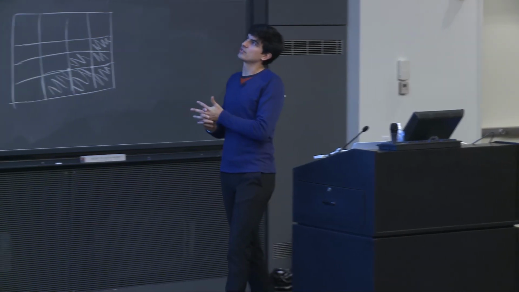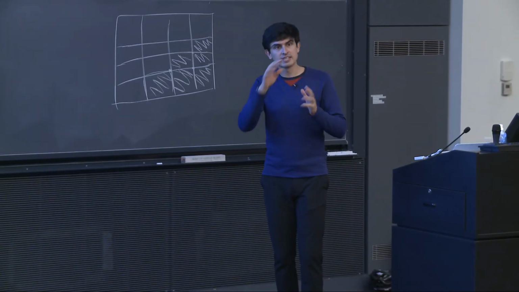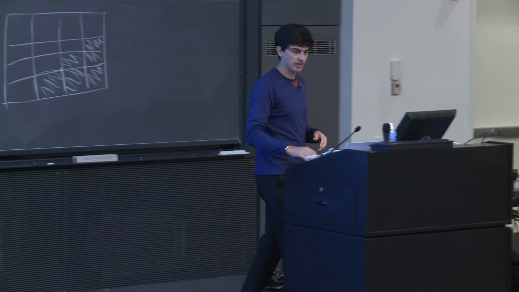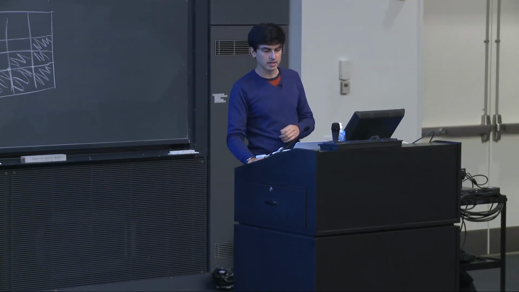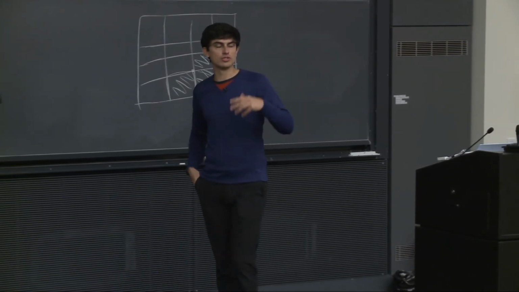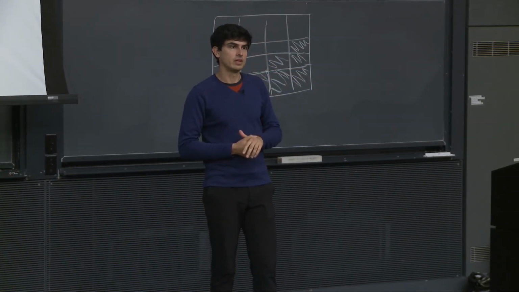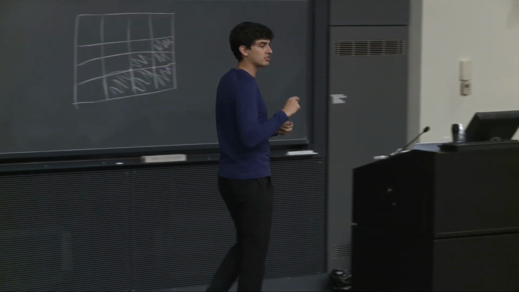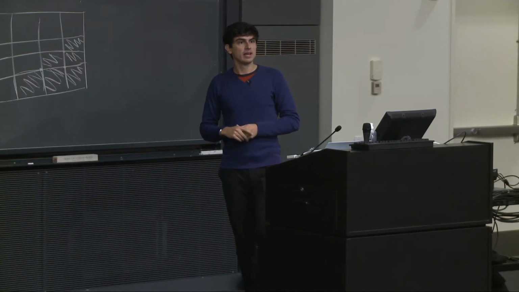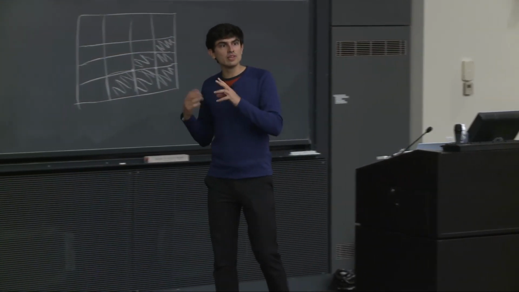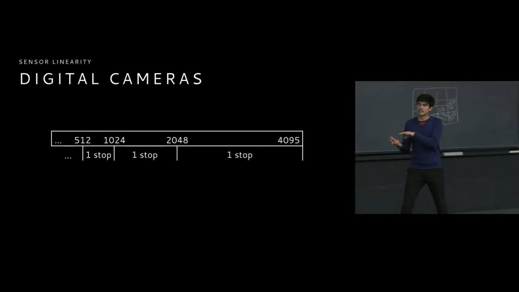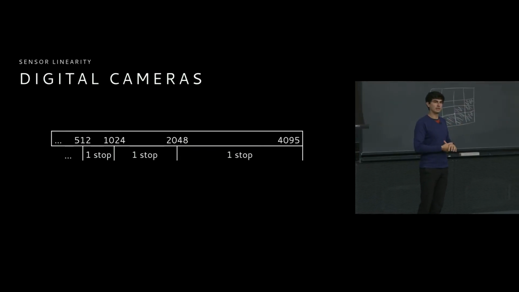Well, sensors, the analog to digital converters, are in fact linear. And so what this means is that one stop of information is devoted to twice as much additional information. So recall that a one stop change in the number of photons results in a doubling or halving in the amount of brightness. And that, in the fact that sensors are linear, means that the files that come out also behave the same way.